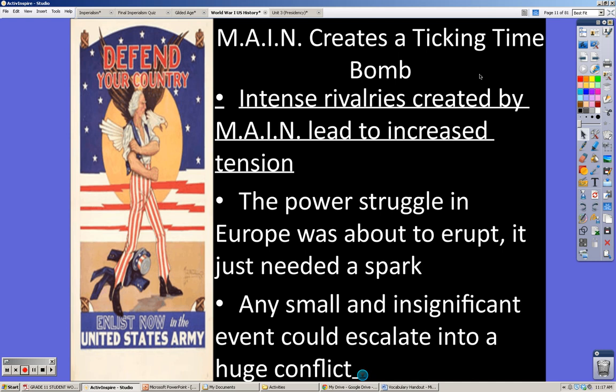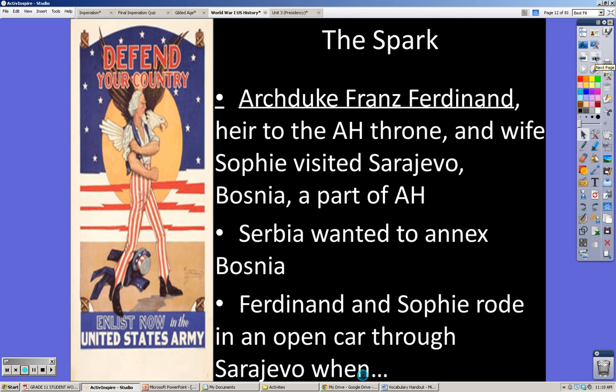All right, so these four main causes create a ticking time bomb. The rivalries lead to increased tensions. There's a power struggle in Europe, and a small spark should set it off. And you should remember from last year that spark is the assassination of the Archduke Franz Ferdinand. He's going to become the head of the Austria-Hungarian Empire. Him and his wife had visited Sarajevo in Bosnia, which is a part of Austria-Hungary. Serbia wants to take Bosnia, and so there's some fighting going on politically.